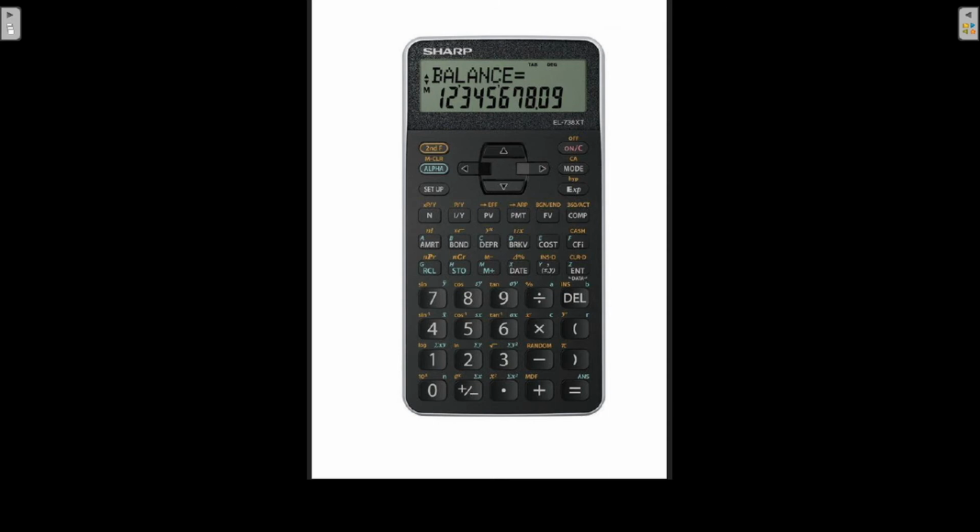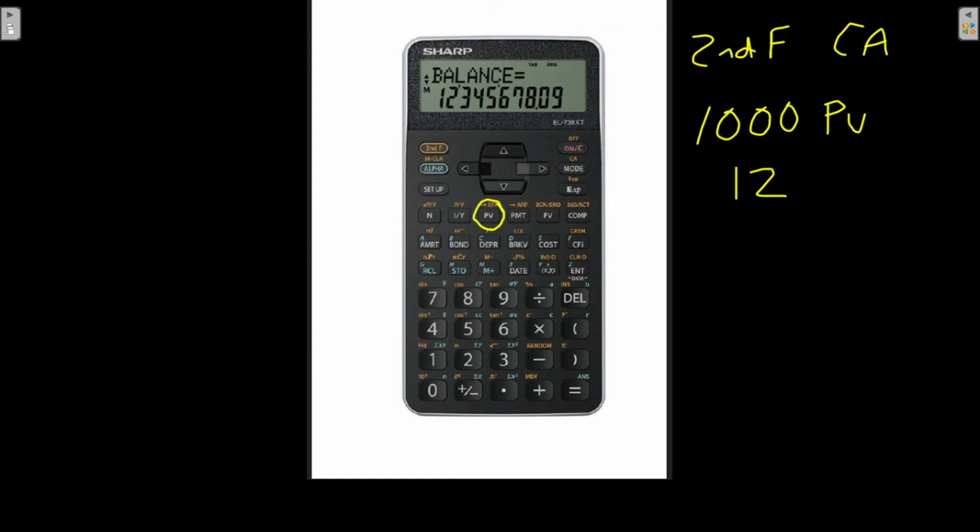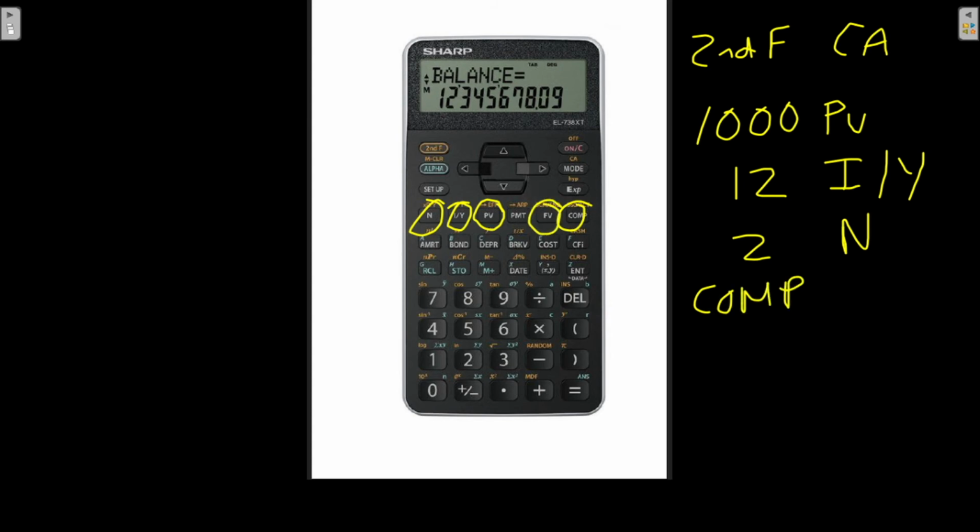For example 7, we had the present value, the interest rate, and N, and we would like to calculate our future value. So first of all, you will press the second function and then CA to clear all cash flow values from previous calculations. Then you type in 1000 and the button PV for present value. Then we have our interest rate of 12%, so you type 12 and press the interest rate per year button. And then 2, and you press N for your number of time periods, and then you press compute and whatever you want to calculate, in this case the future value.